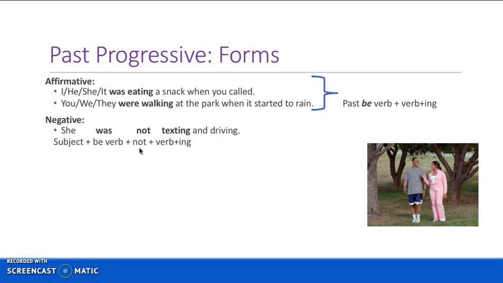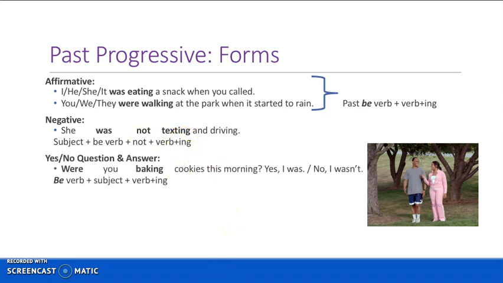So affirmative sentences: I, he, she, or it was eating a snack when you called. You, we, or they were walking at the park when it started to rain. Negative: she was not texting and driving. We have the subject, the be verb, the past form of the be verb, which is the helping verb, not, and then the verb with the ing ending.